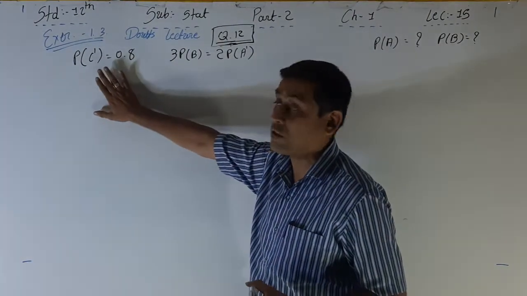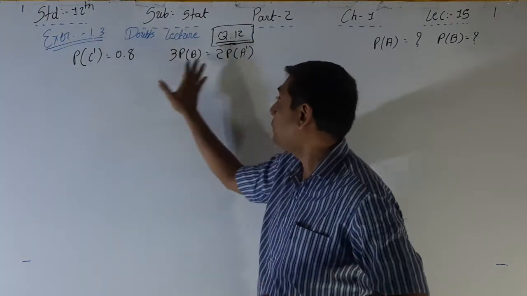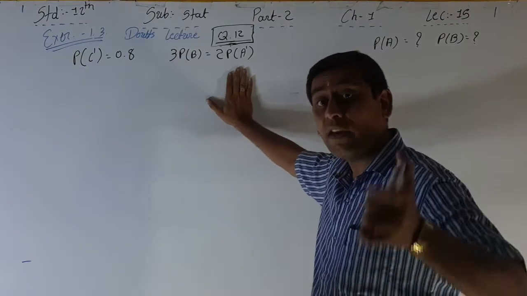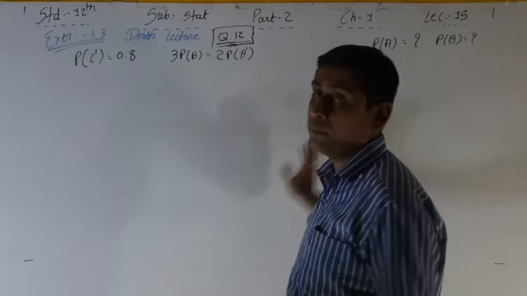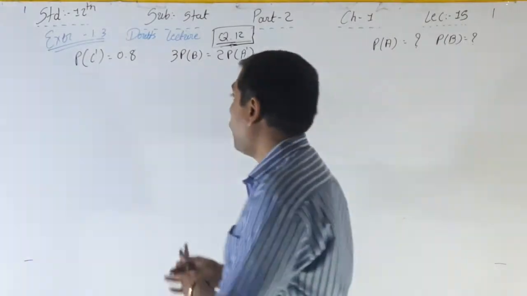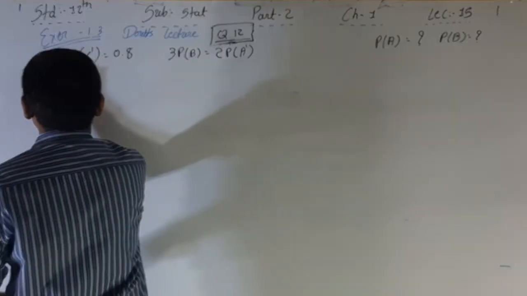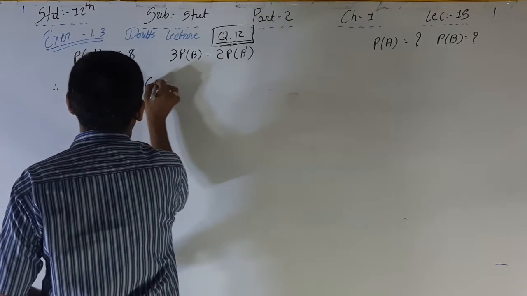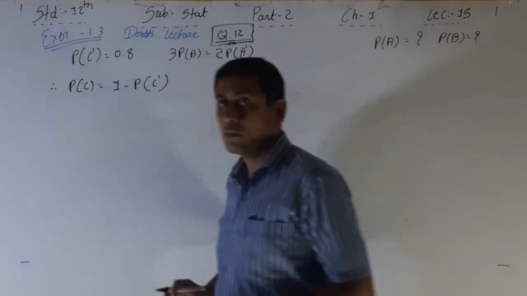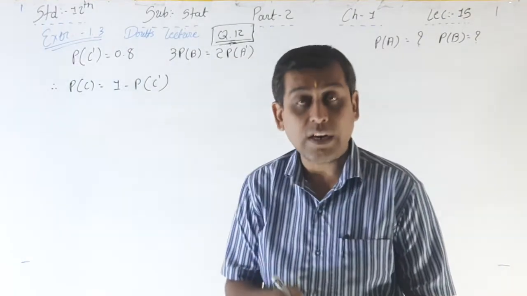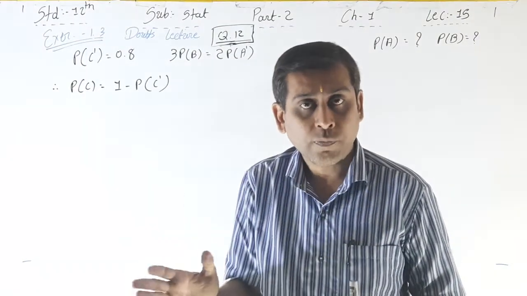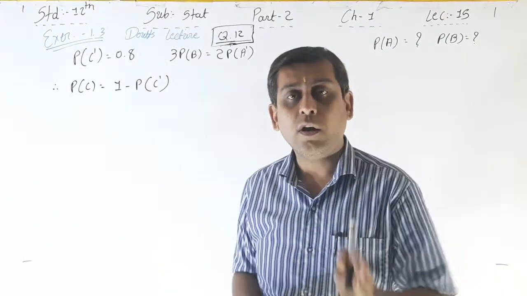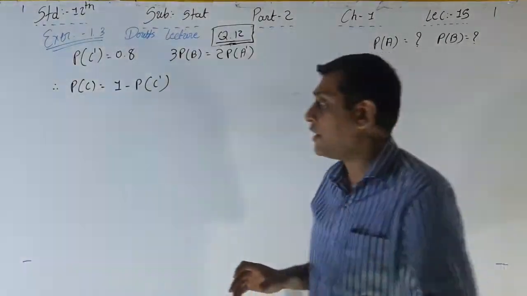We have to find out first P of C, then find out P of A and B relationship, and then find out P of A and B. So three steps are there. First step, what we have to find out is P of C equal to what? 1 minus P of C dash. Because the formula for P of C dash is 1 minus P of C. For finding out P of C, the formula is reverse, 1 minus P of C dash.